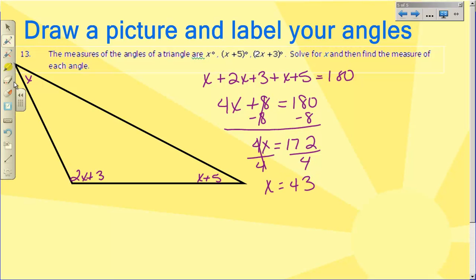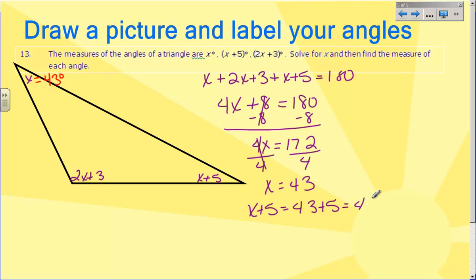And it so happens that one of my angles happens to be called x. That means this one is 43 degrees. Now I have to find the other two. I'm going to do the x plus 5 one first. So x plus 5 is going to be 43 plus 5, which is 48. So this other angle is 48 degrees.